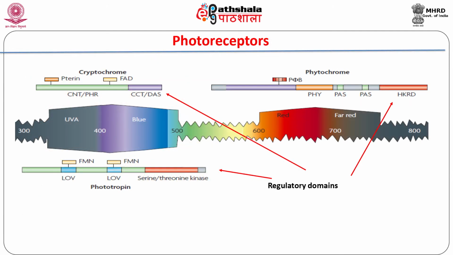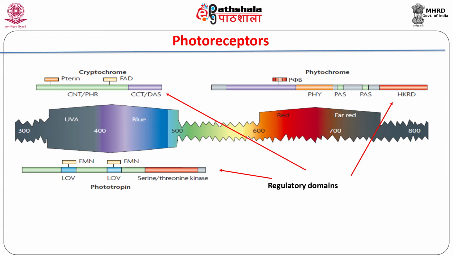Perception of light requires photoreceptors. Plants have three types of photoreceptors that can sense red and blue regions of the visible spectrum. The red light photoreceptors are called phytochromes, and the blue light photoreceptors are called cryptochromes and phototropins.